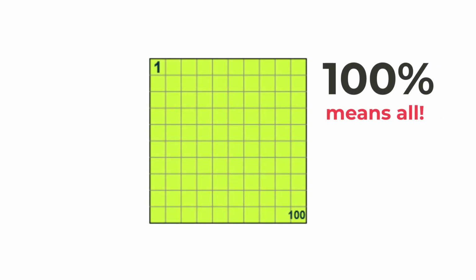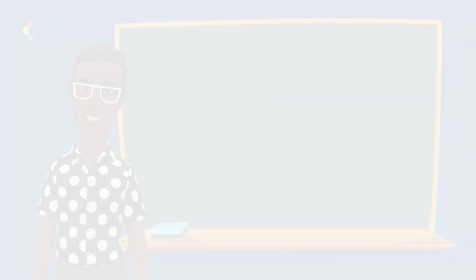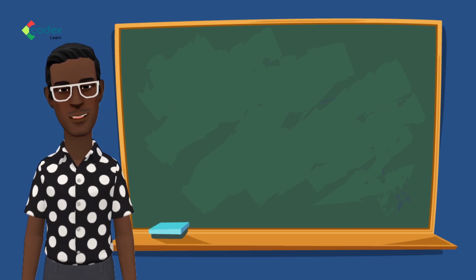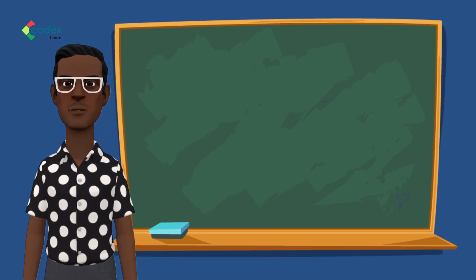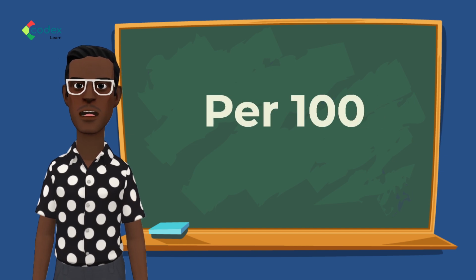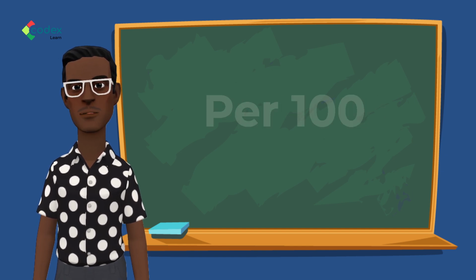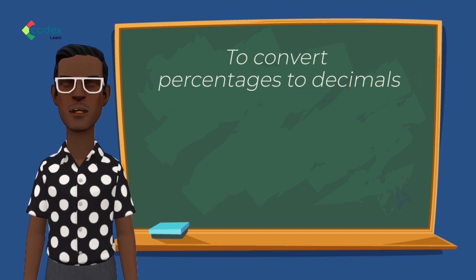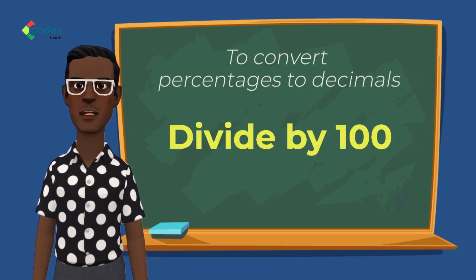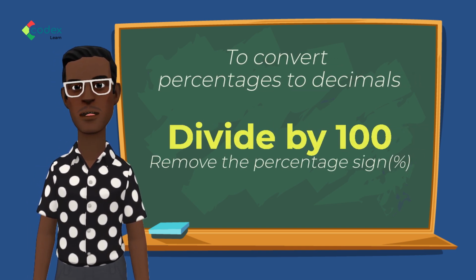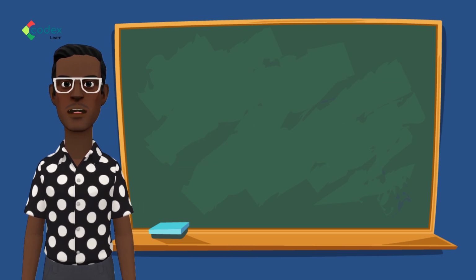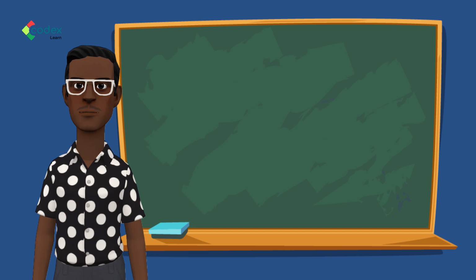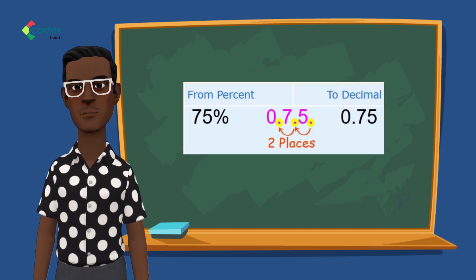100% means all. Now that we know what percentages mean, we need to learn how to convert percentages to decimals. Once again, percent means per 100. So, the first thing we need to do to convert percentages to decimals is to divide by 100 and remove the percentage sign. But the easy way to divide by 100 is to move the decimal point 2 places to the left. Have a look at this table.